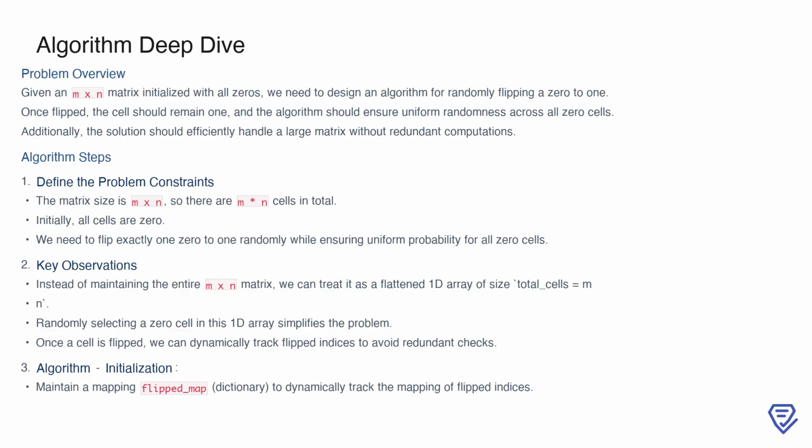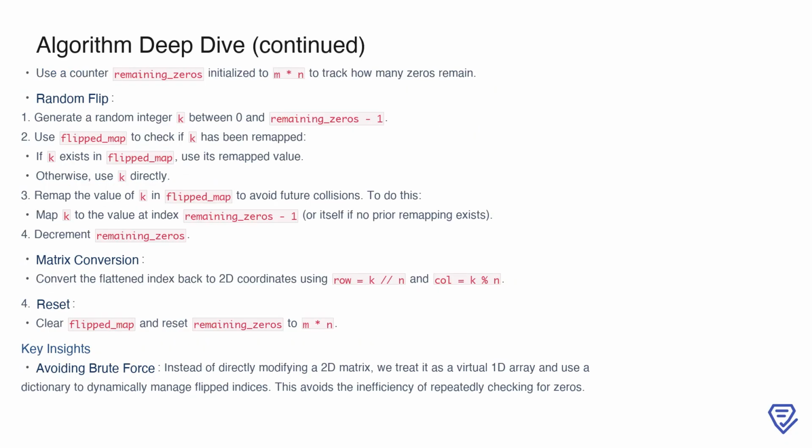Then, we dynamically track flipped cells using a mapping structure, which avoids the need to repeatedly check or modify the actual matrix. This mapping allows us to handle flips efficiently and ensures no redundant operations. To implement the algorithm, we start by initializing a dictionary, called flipped_map, that will dynamically track which indices have been remapped. We also maintain a counter called remaining_zeros, which starts at the total number of cells, m times n, and decreases as cells are flipped.